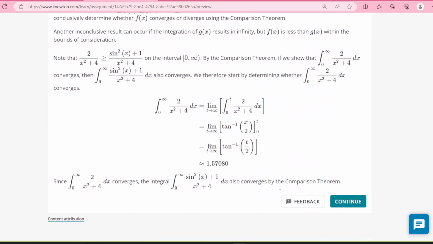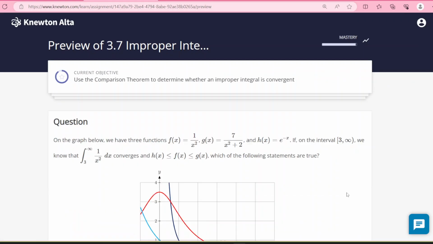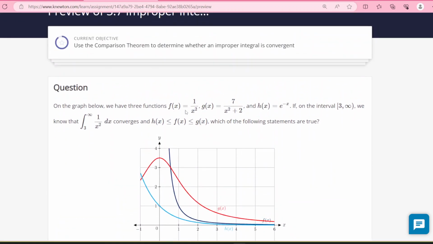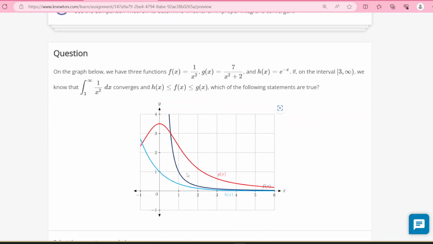Great. Should have just one more of these. All right, and that's another one that's real nice where they give us a picture again. So here we have f is 1 over x squared. Looks like that's the middle function, right? See the function in the middle of the inequality here, on the interval from 3 to infinity, right?